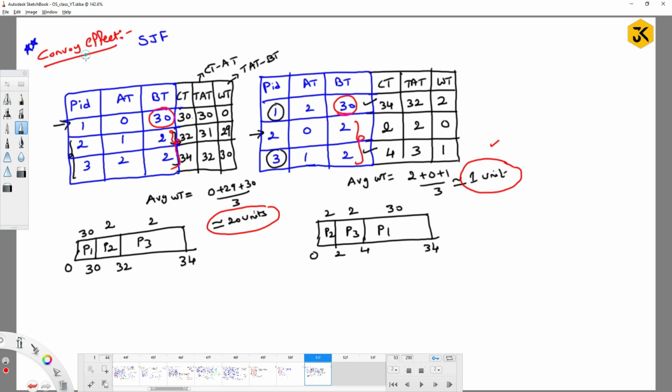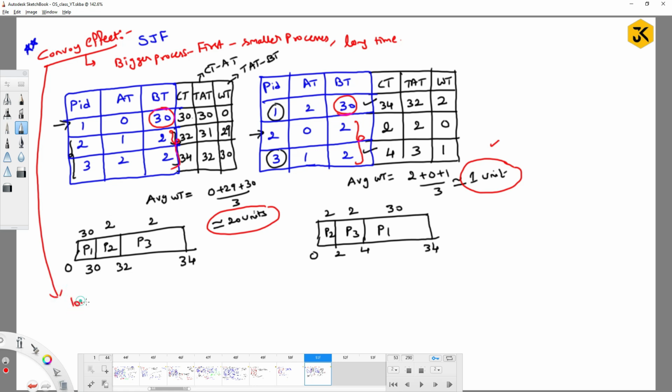What is the meaning of this? When a bigger process arrives first, before a smaller process arrives, then the smaller process has to wait for a long time. This effect we call the convoy effect, guys. Right? Which generally causes low CPU utilization. Is it right or not?